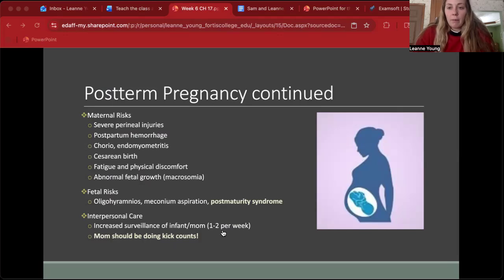Why? Because we're worried about placental insufficiency or placental deterioration. So with a deteriorating or deficient placenta, we're worried about fetal oxygenation, right? Because the placenta is what's supplying our oxygen to our babies. So we need to encourage mom to keep counting those kicks, keep counting those movements.